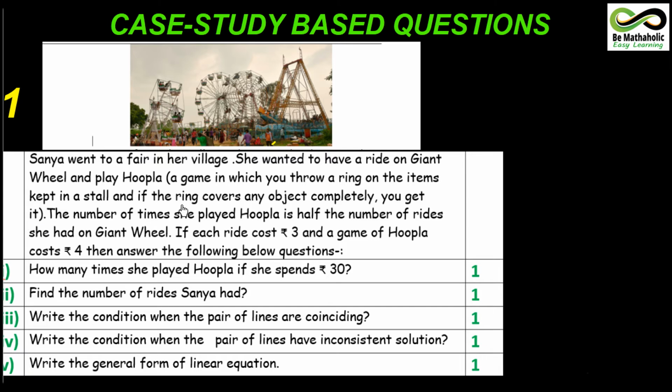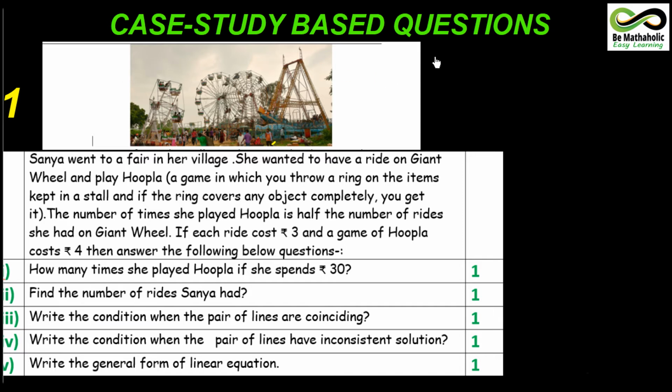The number of times she played hoopla is half the number of rides she had on the giant wheel. Now see here, there is an expression, an equation given to you, that the number of times she played hoopla is half the number of rides she had on the giant wheel. If each ride costs ₹3 and a game of hoopla costs ₹4, then answer the following questions. Now these are the details given to you. So first thing you have to consider is, you have to assume the variables x and y. So what are the variables that you are going to assume?